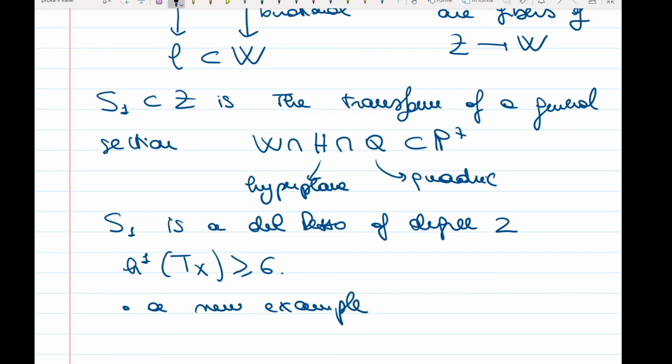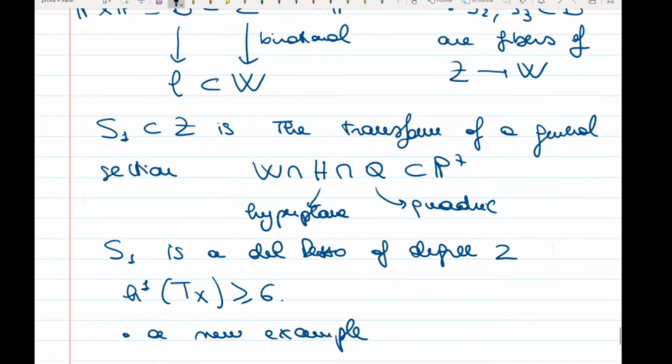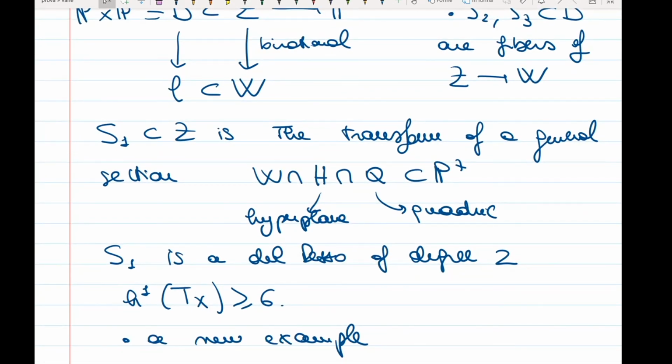So for this reason, we have to actually show that this construction gives a Fano fourfold. So there is some computation to show that when you start from this Z and blow up these three surfaces, you get a Fano fourfold with Lefschetz defect 3.